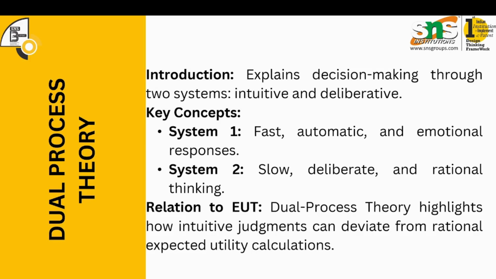The next theory is dual process theory. Dual process theory explains decision making through two systems. One is intuitive and the other is deliberative. System one, the intuitive system, is a fast, automatic, and emotional response, while the deliberative system is slow, deliberate, and rational thinking. People intentionally take a decision when it comes to deliberative, but when it comes to the intuitive mode, people just follow what their gut tells. So how is this theory related to EUT? Dual process theory highlights how intuitive judgments can deviate from rational expected utility calculations.